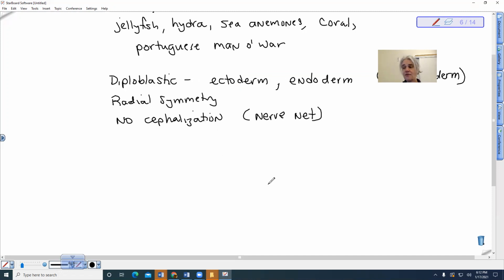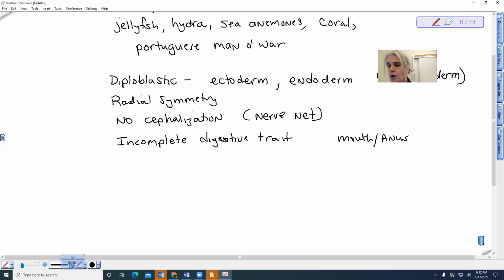They also have an incomplete digestive tract. So this means that they only have one opening. So they have a mouth/anus that serves the same purpose. So food comes in and digestive waste exits the same opening. Okay, incomplete digestive tract.